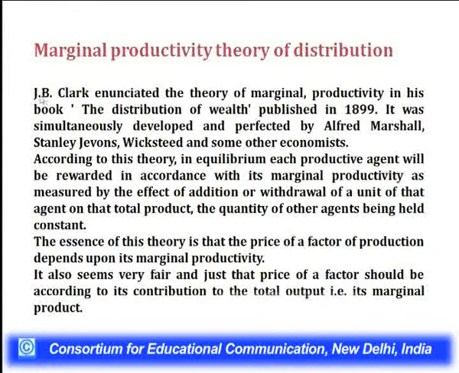Now, what does this theory say? The marginal productivity theory of distribution was propounded by J.B. Clark, and he gave this theory in his book, The Distribution of Wealth, published in 1899. It was simultaneously developed and perfected by Alfred Marshall, Stanley Jevons, Wicksteed, and some other economists.